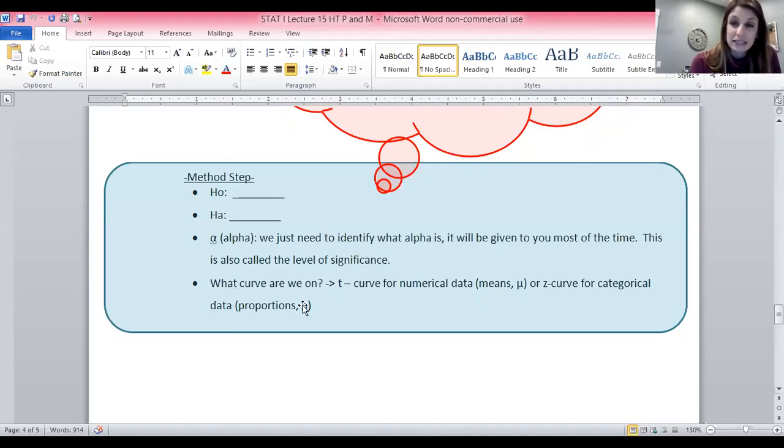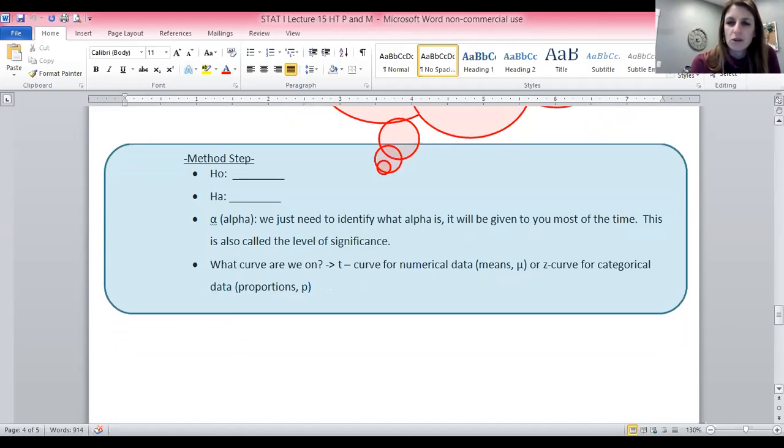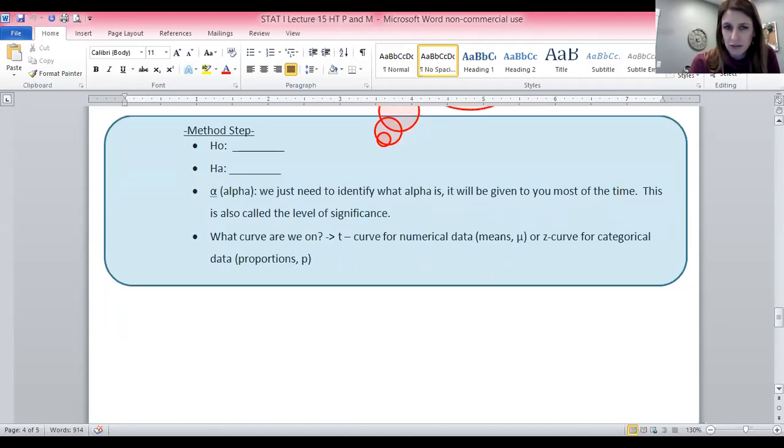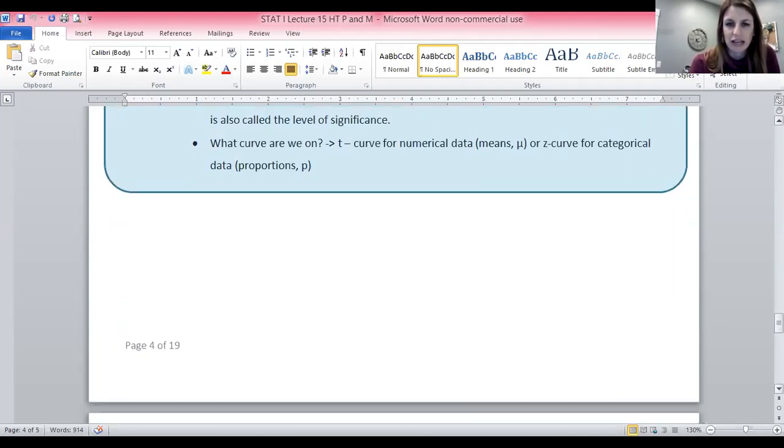The curve we're on, this is going to go same idea with confidence intervals. We're using a T curve. Remember we had that T value for my numerical data. That's if we have means, standard deviations, and my unknown is mu. Or we'll be on the Z curve for my categorical data. This is proportions. We have P and P hat, right? So we just want to identify what curve we're on when we're doing a hypothesis test because it matters, okay? It matters in some calculations that we're going to look at.